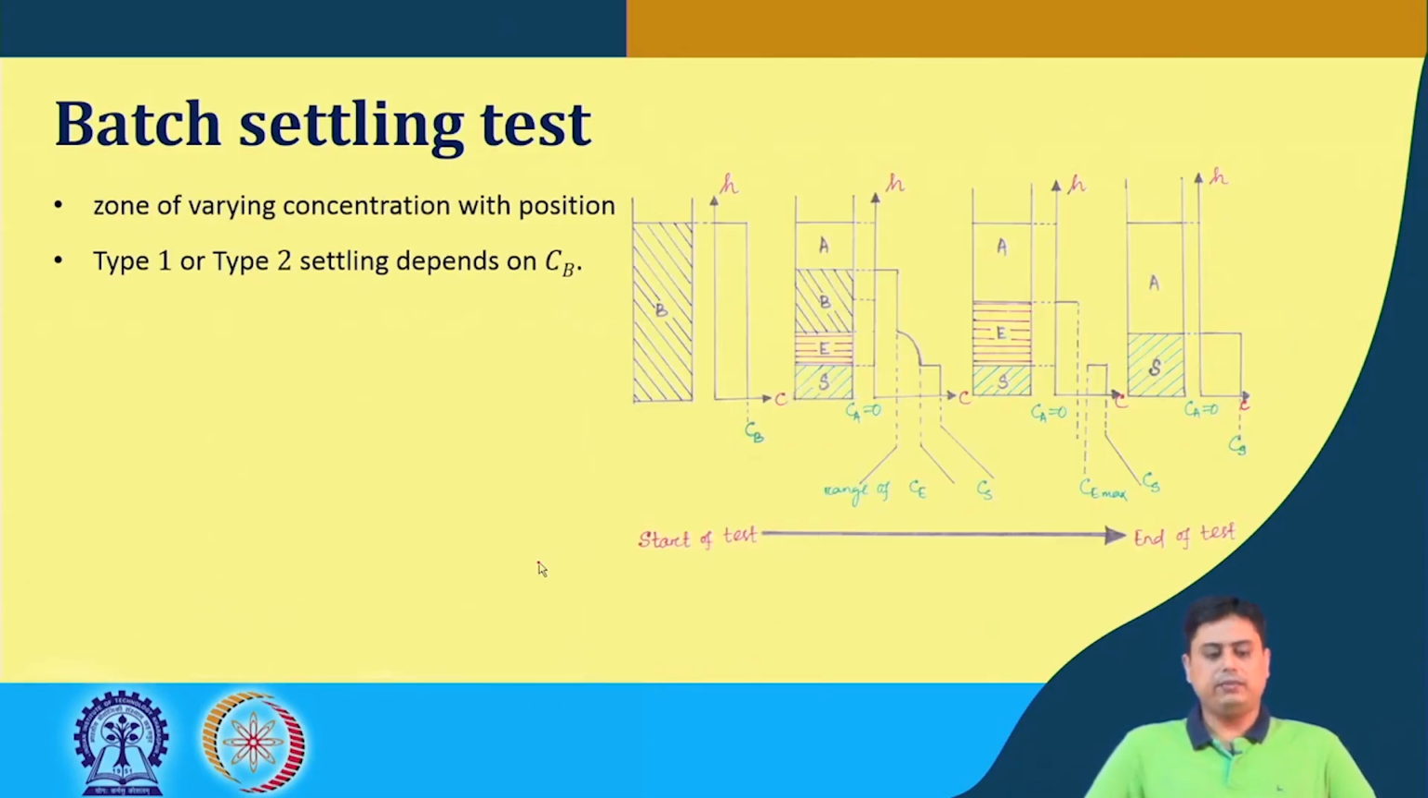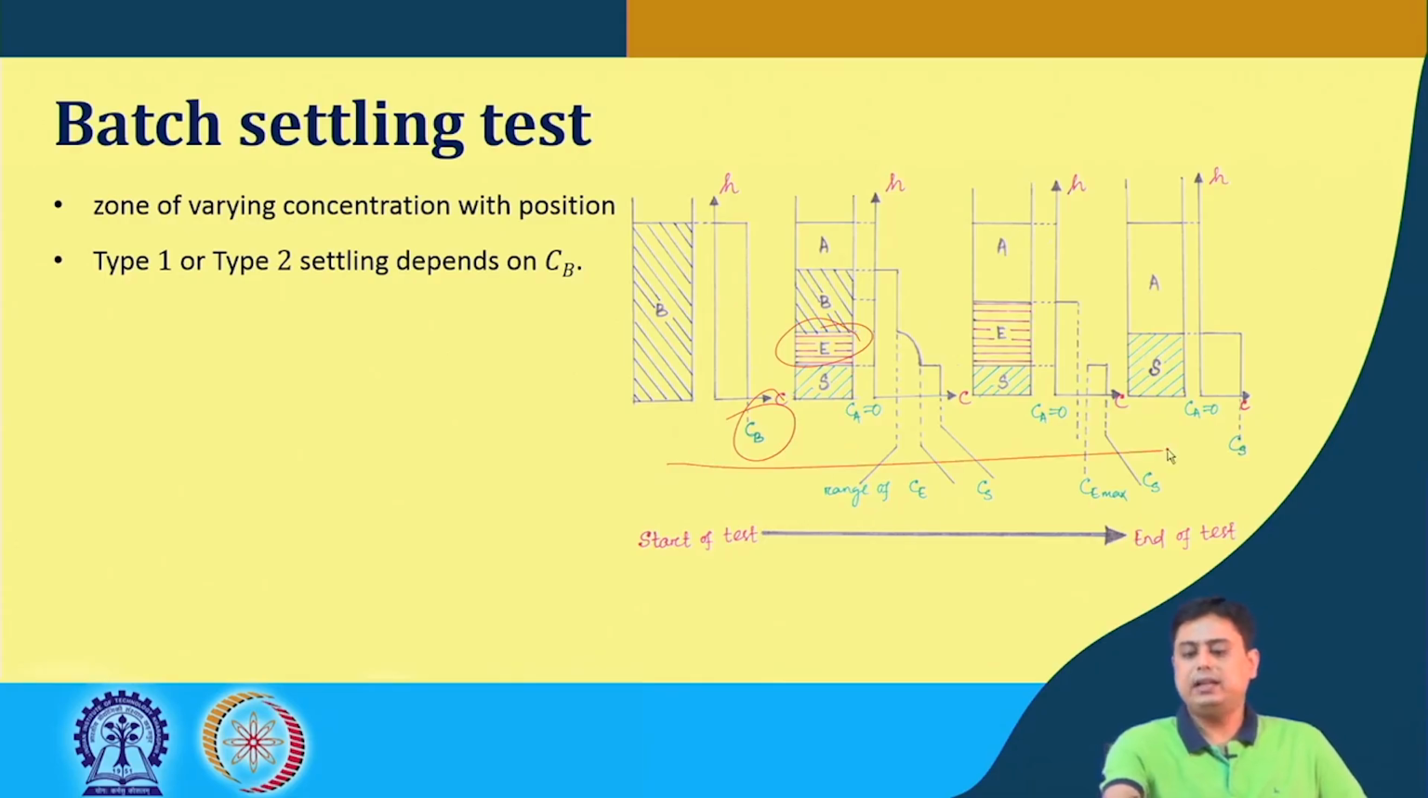In the other type of settling phenomenon, there is a zone of varying concentration with position, and that is, say, the zone E. So, a similar experiment, but with a different initial concentration Cb. In this case, the Cb value is different from the previous one. And here we see that the end result is similar. That means you have a clear fluid zone and a sedimented portion. But in between, the steps are different.